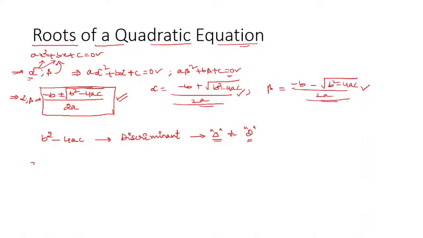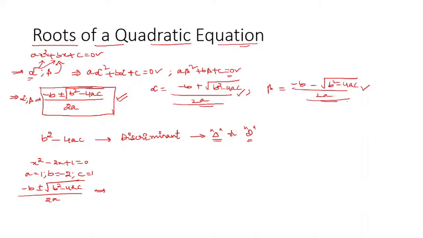So let us take a quadratic equation: x square minus 2x plus 1 is equal to 0. So what are the roots of this quadratic equation? We have this formula: a is 1, b is minus 2, c is 1, and we have minus b plus or minus root of b square minus 4ac by 2a.